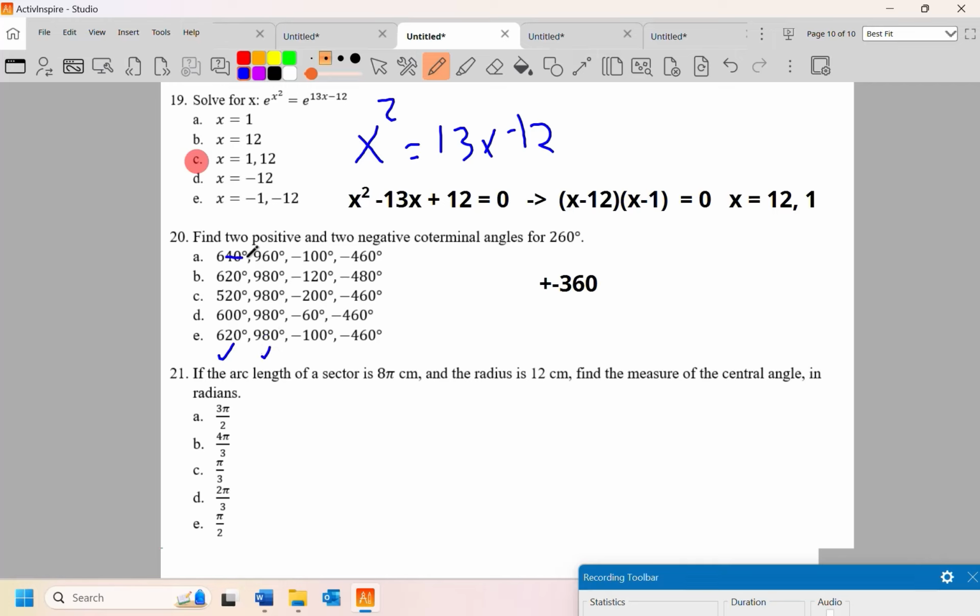So you're gone, you're gone, and you're gone. It could be B or D. If I subtract 360, I'm going to have negative 100. Good, good. And if I subtract 360 again, I'm going to have negative 460. Okay, so this guy failed the test right there, didn't it? It was choice E. Passed all of them.